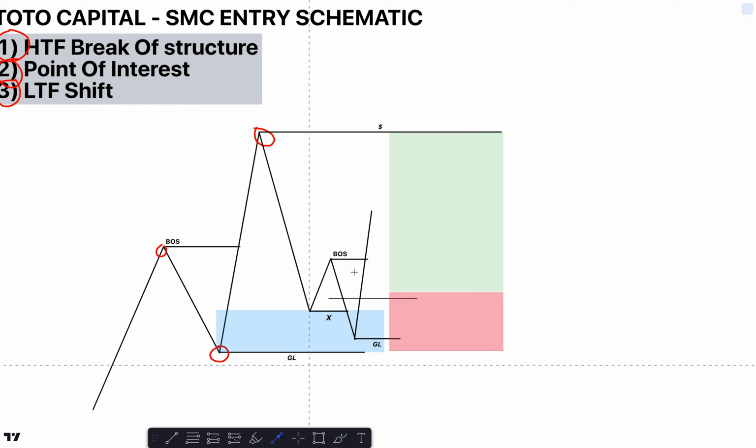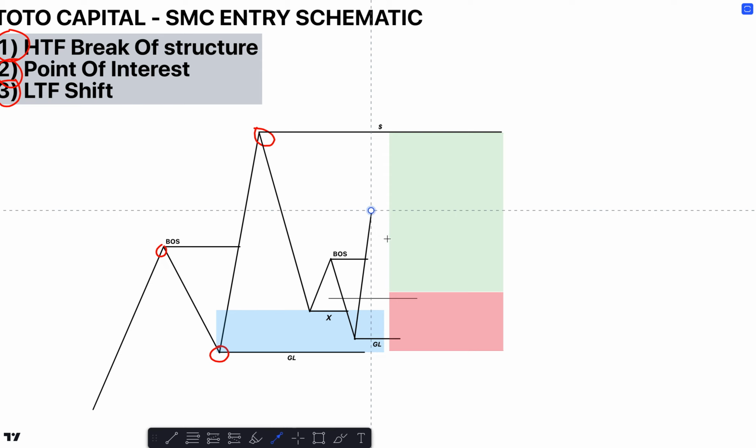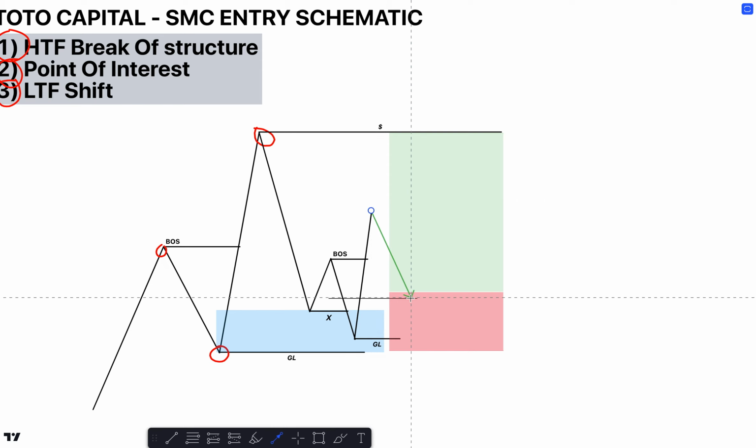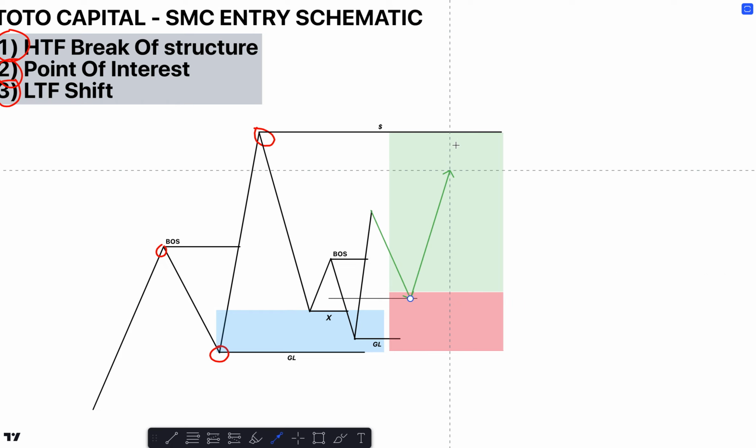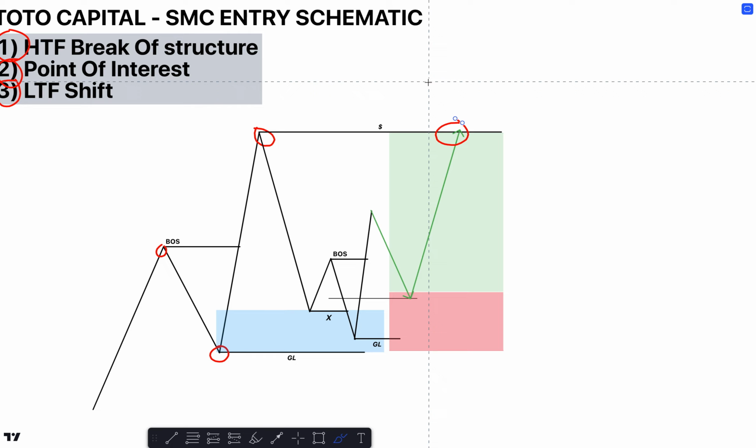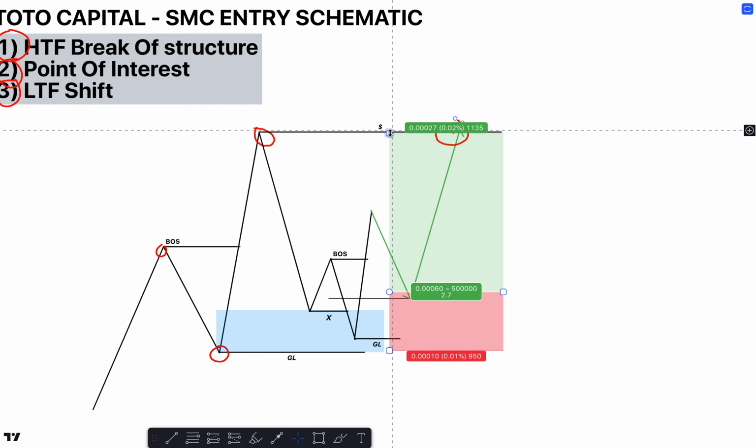Okay, so we've seen the shift of structure. We then want to see a correction back into 50% of that down leg. We get triggered into our trade. We're then going to look to ride that trend up to equal highs here, and then also more continuation to the upside.